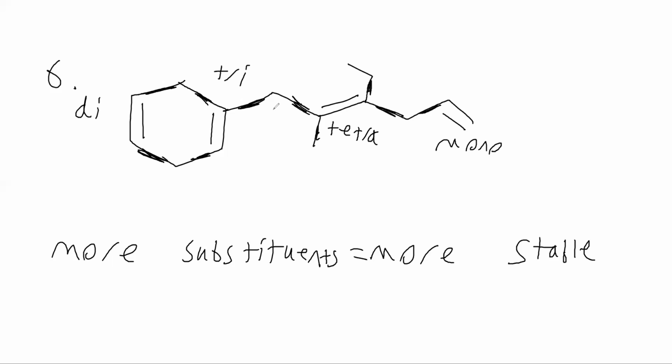If there are any questions on how I figured out the substitution of all of these, I can try to explain in more detail, but hopefully you all can see that. So if more substituents means more stable, then this tetra-substituted is the most stable, followed by the tri-substituted, and then di and mono, and I won't belabor that because that just is the trend.